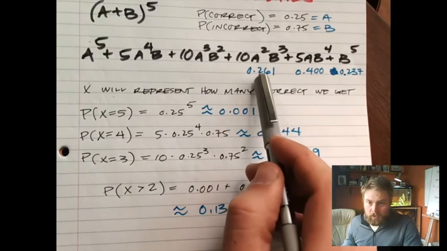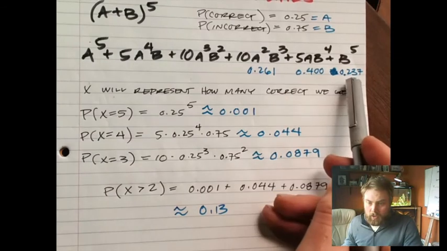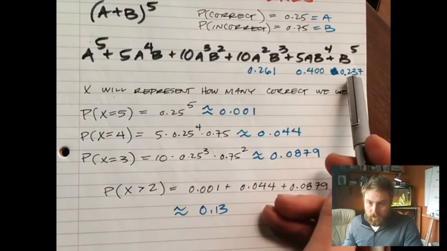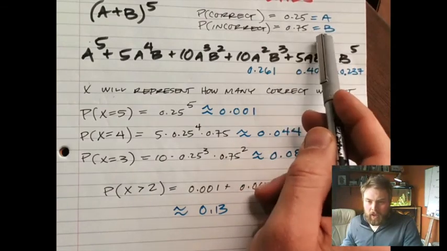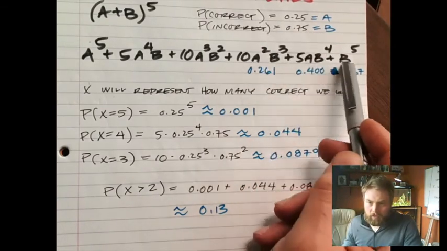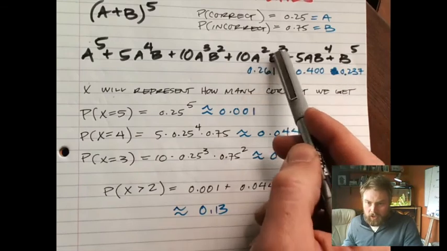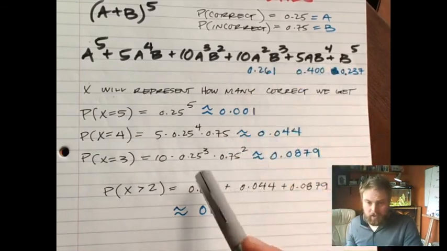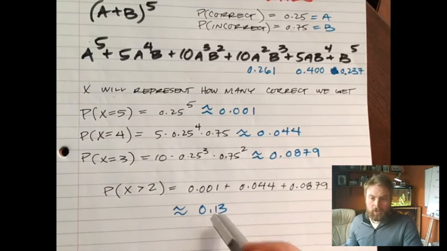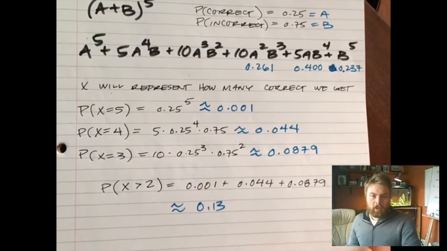And then here you've got 26%, 40%, and 23%, almost 24%. And since incorrect is so much more likely, the weight of the situation is clearly in favor of not getting 3 or more correct. So there's only a 13% chance of getting more than 2 correct.